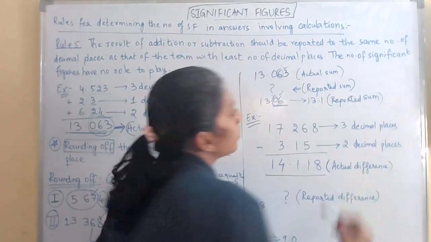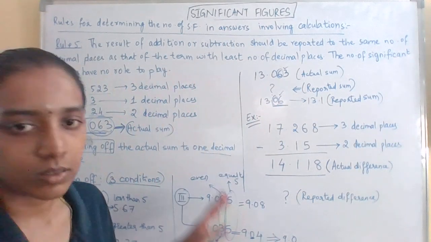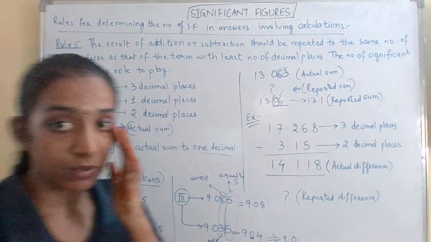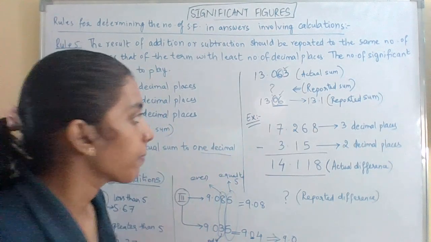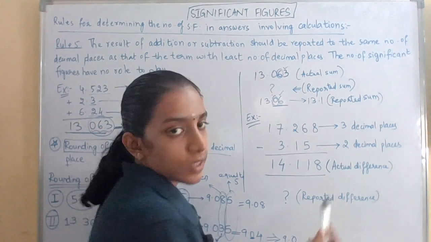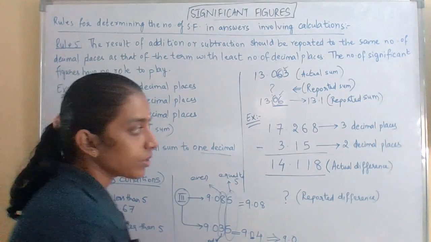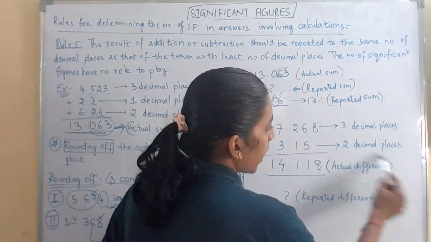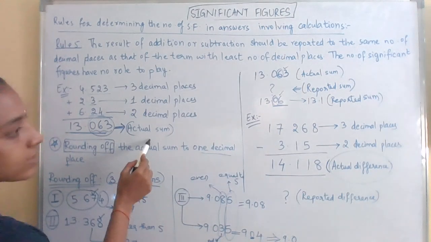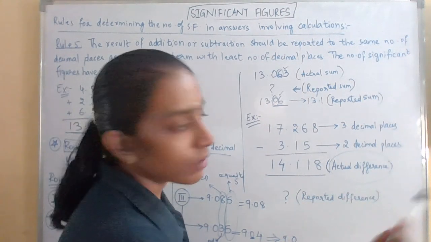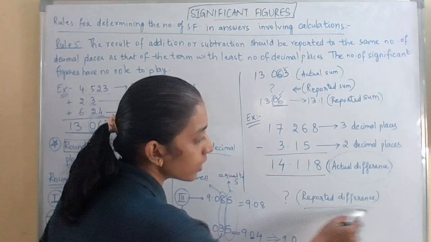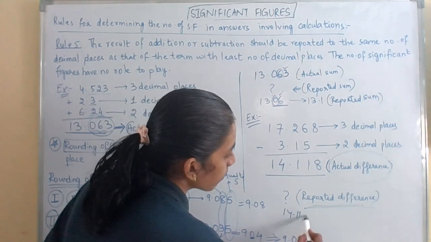Okay, this is how you do additions while determining the number of significant figures in the resultant sum. Now, while doing subtraction, how do you do it? The same way, both are the same, just the names differ. Here we used actual sum, here we'll be using actual difference. And what will be the reported difference for 14.118?